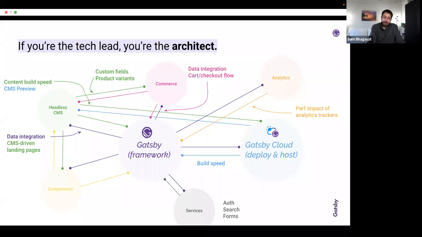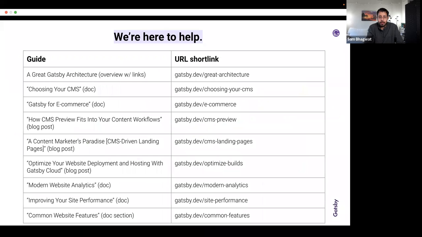If you're the tech lead, you're the architect, so you're in charge of making these decisions. Decisions can be made intentionally, or you can sleepwalk into them. So try to make them intentionally. Don't necessarily agonize over every one, but do make them intentionally.